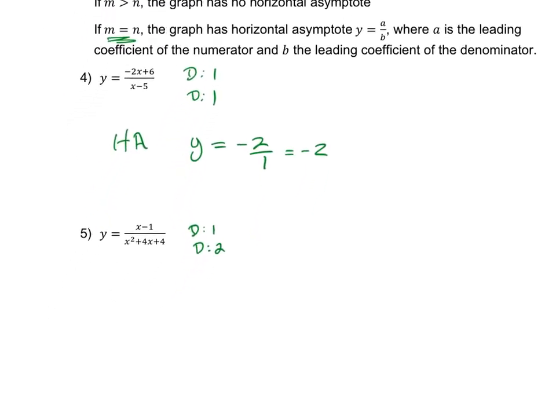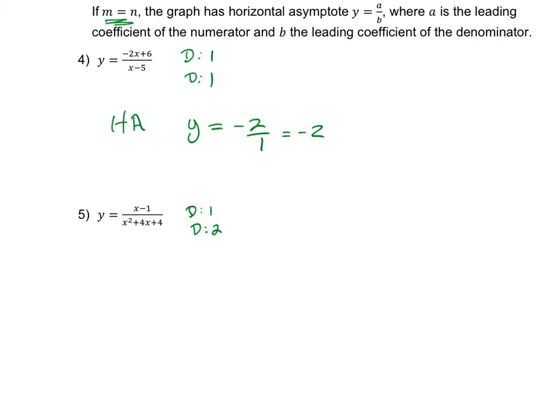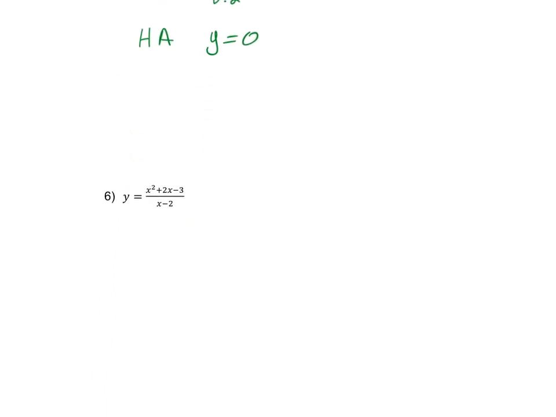It's less than the degree of the denominator. So that means that my horizontal asymptote here is just y equals 0. Again, if the degrees of the numerator and denominator are the same, then it's the division of the leading coefficients. If the degree of the numerator is less than the denominator, it's y equals 0. And if the degree of the numerator is greater than the degree of the denominator, there's no horizontal asymptote. That's it.